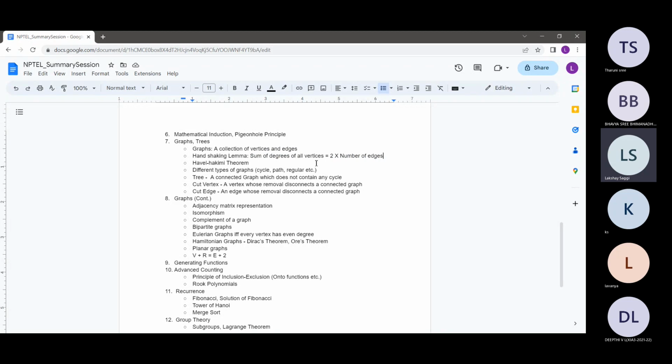Suppose you have been given the degrees of all the vertices, but not the actual graph, and you need to find the number of edges in that graph. You can just use this formula: sum up the degrees and divide by 2, and you'll obtain the number of edges. So this is the handshaking lemma.